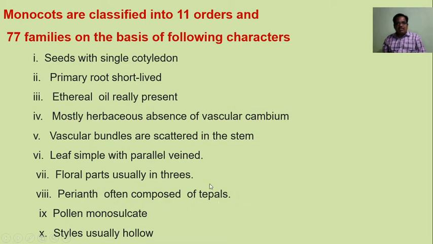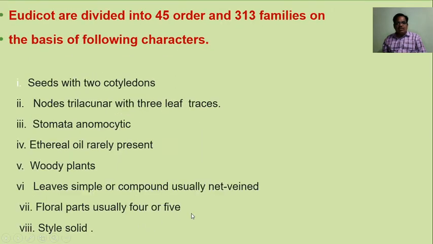Perianth is made up of the tepals, or the part of perianth is known as the tepals. Then pollen is monosulcate, and style is usually violet. Then eudicots. Eudicots are nothing but advanced dicots. So these advanced dicots have the typical characters. First one is the seed with two cotyledons, which is the same character as the dicotyledon.